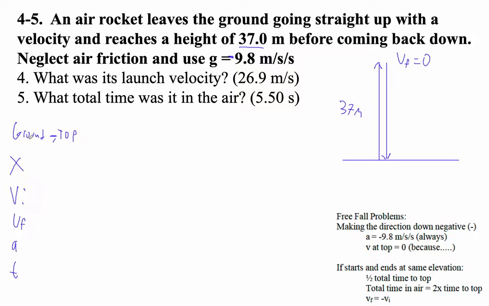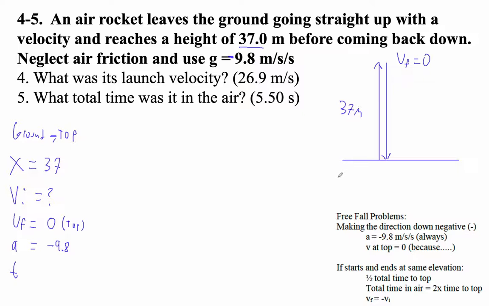So our x from the ground to the top is that we go up 37 meters, right? Our initial velocity is what we'd like to know, but we don't, right? Our final velocity we know is 0 because it's at the top, right? And then our acceleration is down 9.8, right? So we're making the downward direction negative and upward positive, okay?